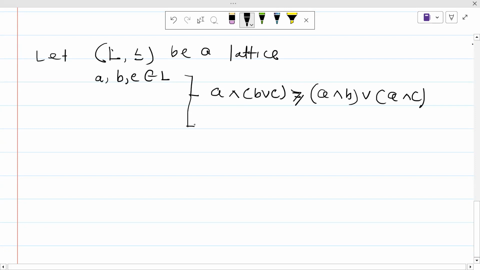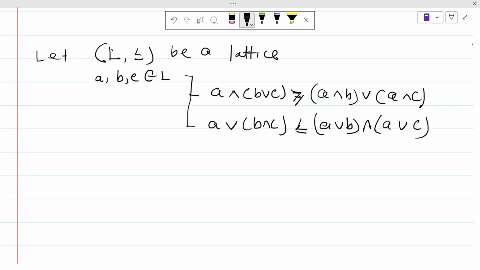And another property is also there: A disjunction (B conjunction C) less than equal to (A disjunction B) conjunction (A disjunction C). If this property holds, we can say that it is a lattice. Also we can say that it is a modular lattice. What do you mean by modular inequalities? We will discuss the modular inequalities or modular lattice.